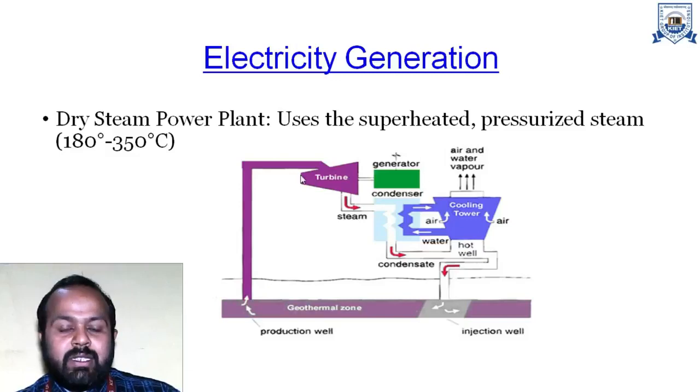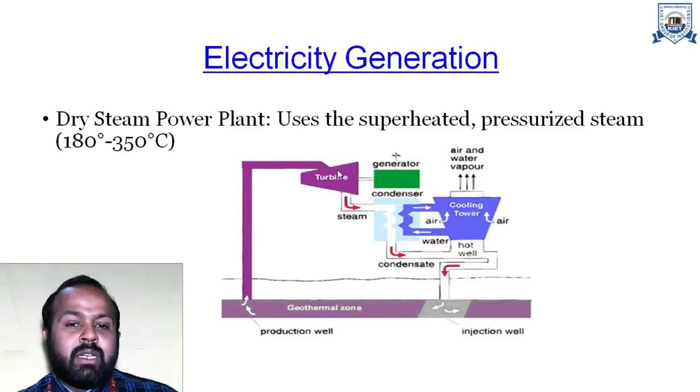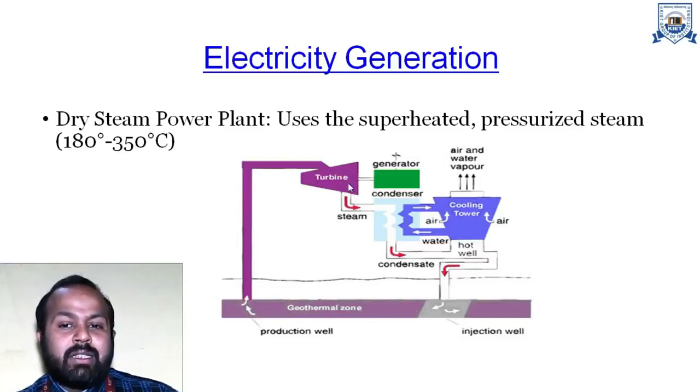So this is the diagram. In this particular diagram, please go through it. The production well and the geothermal zone. The reservoir steam comes through this path and goes to the turbine. The turbine is moved by the steam, and this steam is condensed, and through the condenser it goes again to the hot well.